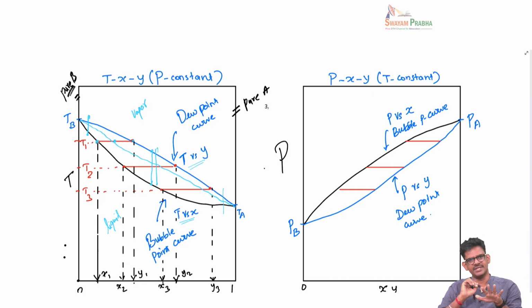Now the same information I can obtain in other forms, where I could keep the temperature constant and look at pressure and the two compositions. So here I am just changing the story: I am keeping the temperature constant, but I am able to adjust the pressure so that I can go from single phase to two phase. In the pressure versus xy diagram, you have the bubble point curve on the top and the dew point curve at the bottom, meaning the liquid is on the top and the vapor is at the bottom.